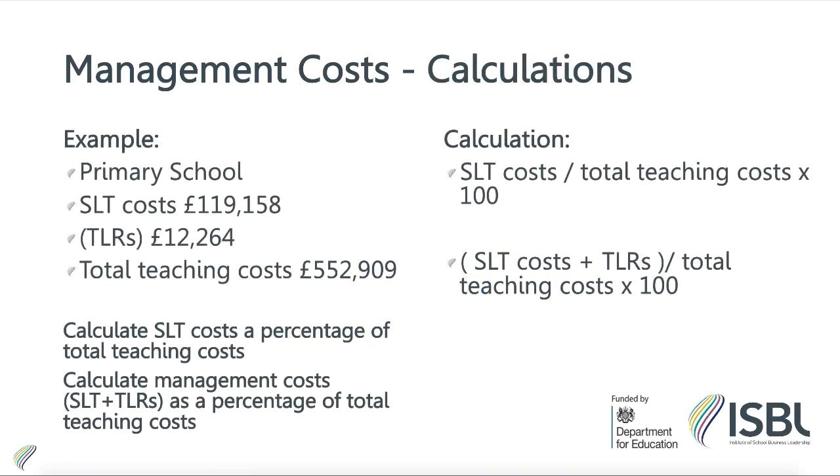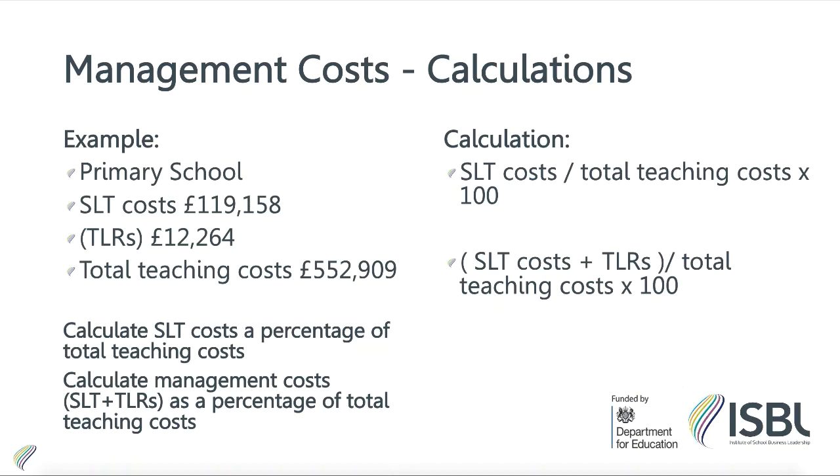So let's take that further and look at an example. Within this example, we want to calculate the senior leadership team and the management costs within this primary school setting. The data that we have extracted from the budget is that our senior leadership costs are £119,158. The TLRs for the school are calculated to be £12,264, and the total teaching costs are £552,909.